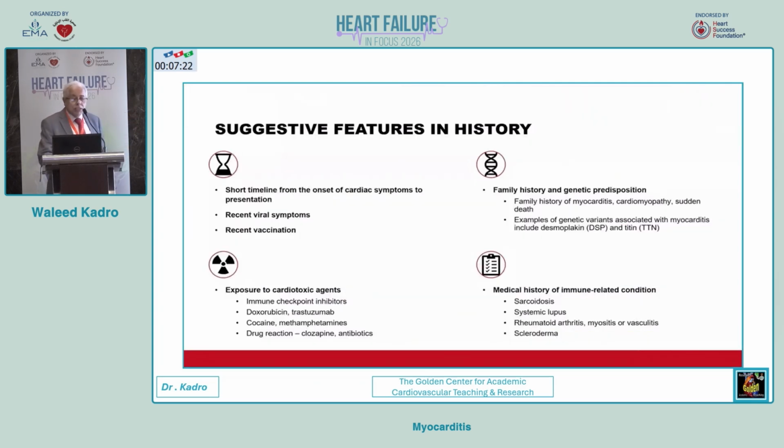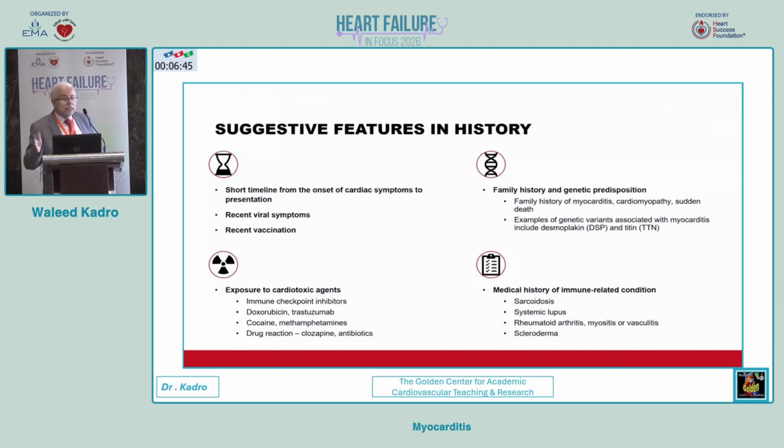There are some features in the history that give you something about the cause of the myocarditis. A recent viral infection, recent viral symptoms, or vaccination may suggest it's viral. Exposure to a cardiotoxic agent is another clue, and now with cancer therapy, immune checkpoint inhibitors, and we'll have a talk later on that, and other cardiotoxic drugs.